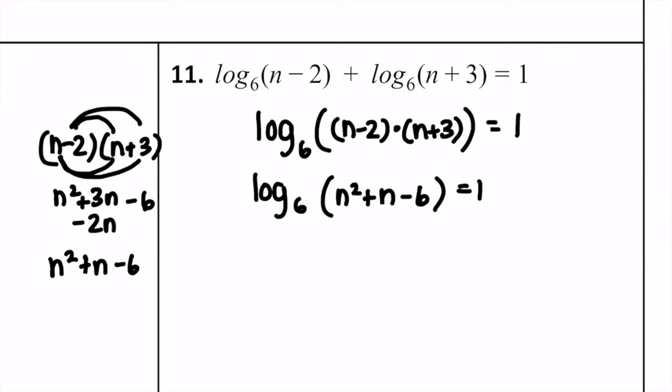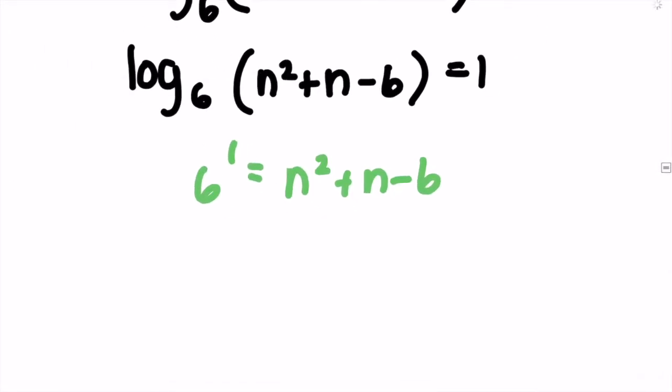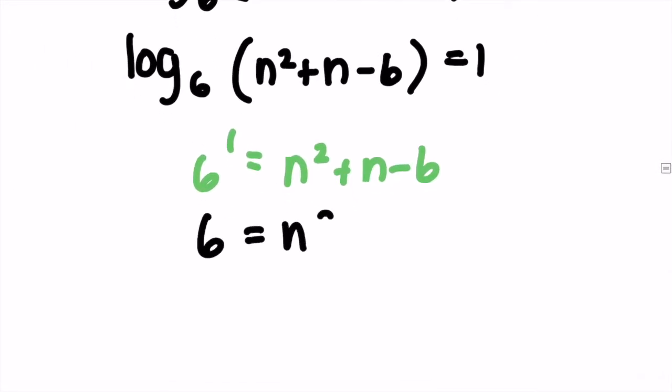And now I have a single log equal to a constant. I'm going to rewrite this in exponential form, just like last unit when I couldn't solve something. To get to the variables inside of the logarithm, I need to rewrite in exponential form. My base is 6, that's the subscript. I'm raising to the first power. The exponent is always the thing that's by itself on the opposite side. And that's equal to the inside, which is n squared plus n minus 6. I'm just going to simplify this to be 6 is equal to n squared plus n minus 6.